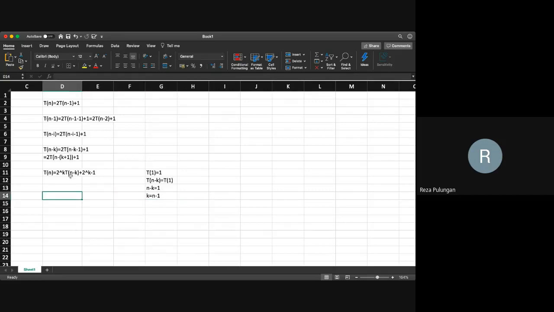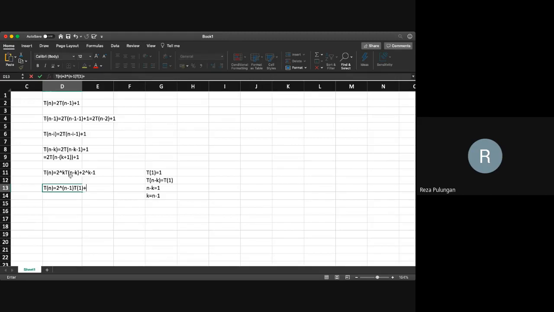So how do we do that? Well, let's say Tn is equal to 2 to the power of k. K is equal to n minus 1. So n minus 1. Yeah? Oh, what about Tn minus k? Well, Tn minus k is already equal to T1. So this we just right away set equal to 1, plus 2 to the power of k.